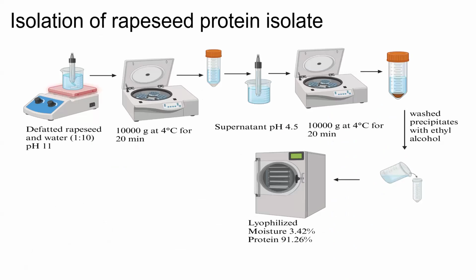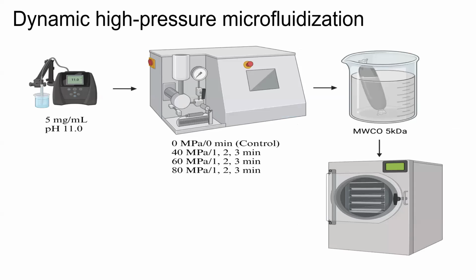In this work, first they isolated the rapeseed protein, where they collected the defatted rapeseed, which was diluted in a 1:10 ratio at pH 11, and then centrifuged it, collected the supernatant, and again centrifuged, adjusted the pH, and again centrifuged, and then finally washed the precipitate using ethyl alcohol, and then finally lyophilized. For the microfluidization treatment, they solubilized that freeze-dried powder at 5.5%, again at pH 11. And then it went to the microfluidizer.